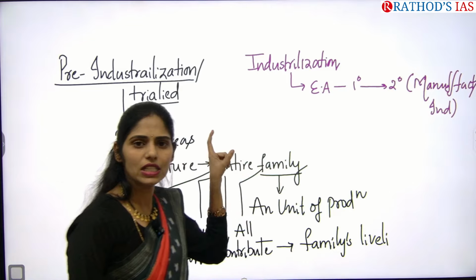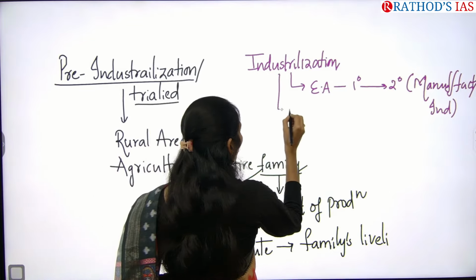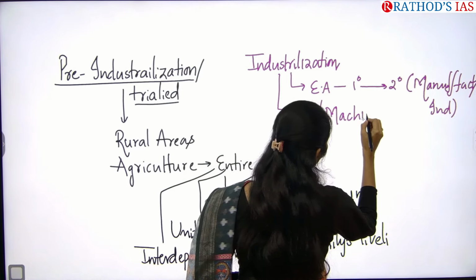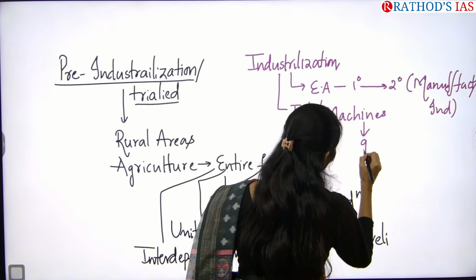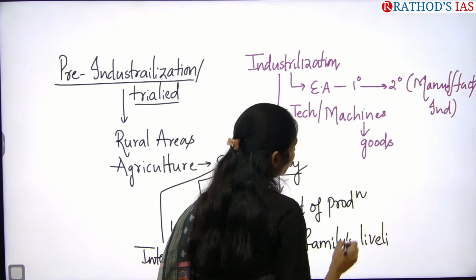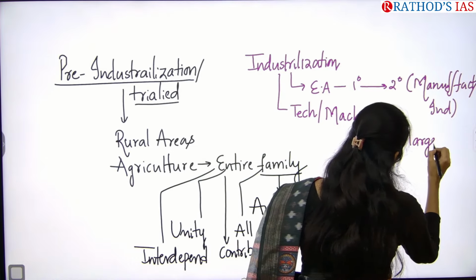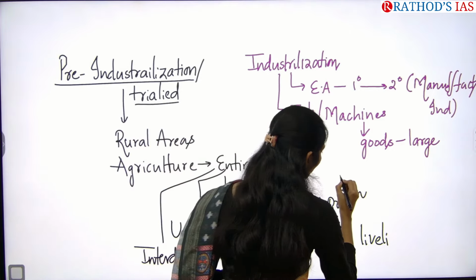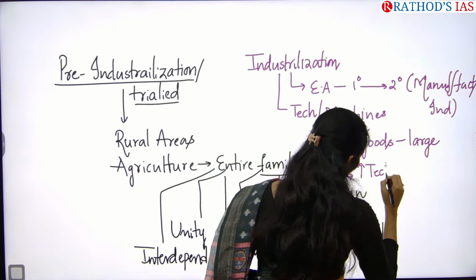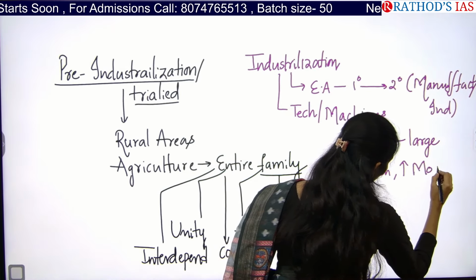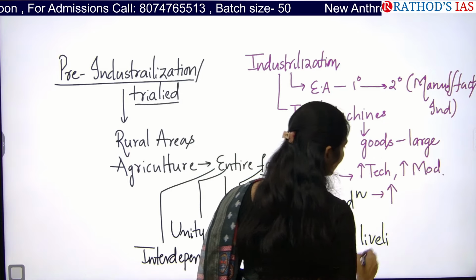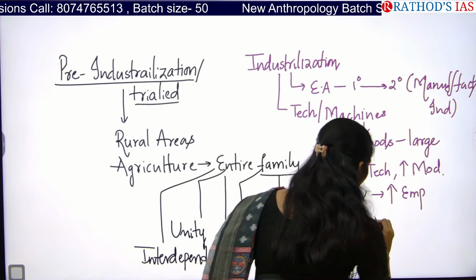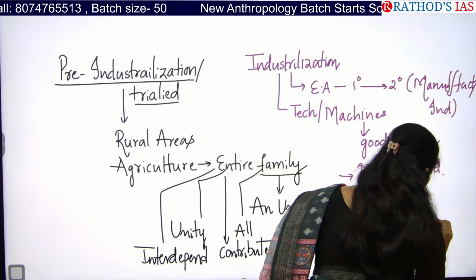So what happens in this industrialization? We are using technology or machines to produce goods in large quantity. What happens in this industrialization? There is an increase of technology and modernization, and that also leads to an increase of employment generation, right? And even that will lead to the development of cities.